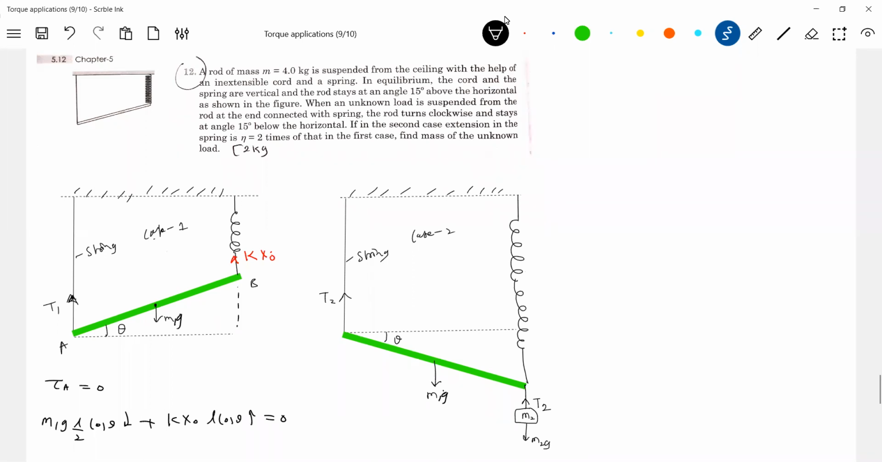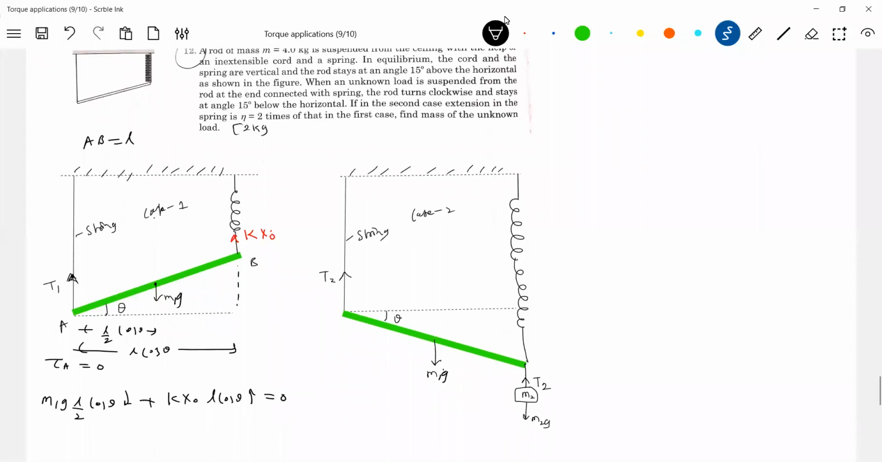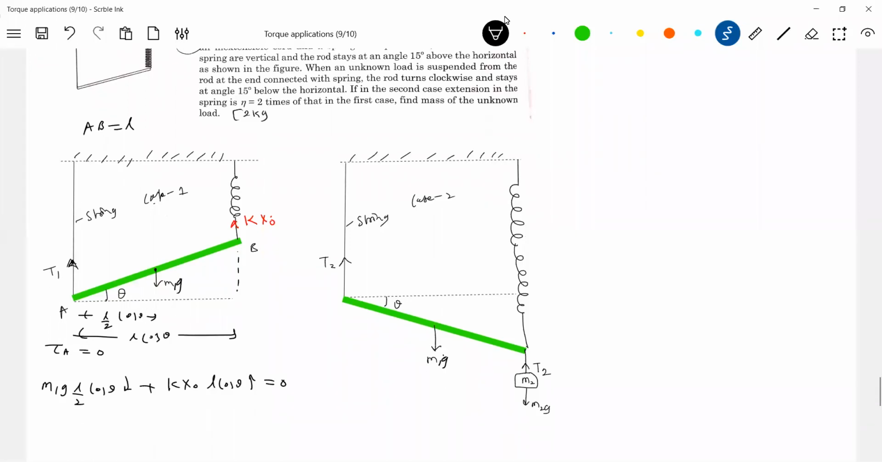Look at the triangle. AB is equal to L. So the perpendicular distance will be L cos theta. This distance will be L by 2 cos theta, and this distance will be L cos theta. So from this we'll get the initial elongation. The L cos theta will get eliminated. So kx naught is equal to m1g by 2. Call this equation 1.